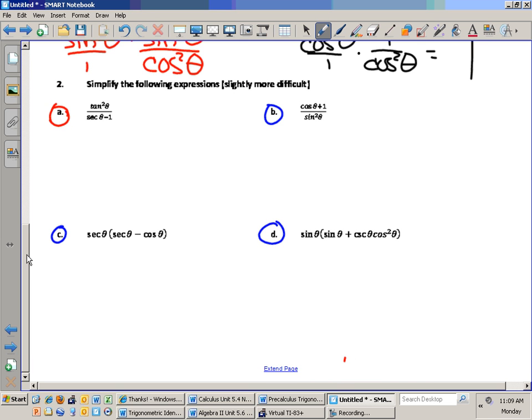This was hard for some people. Hopefully it won't be for you guys. But I see tangent squared over secant of theta minus 1. Now, why is this unique compared to the other problems that we've done?